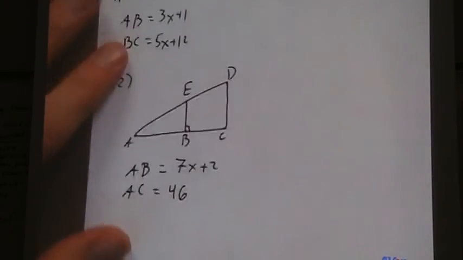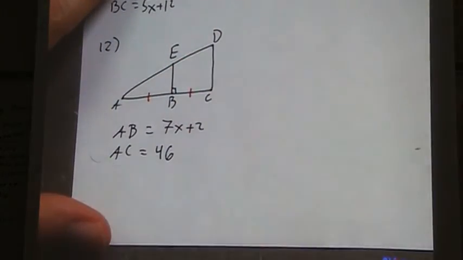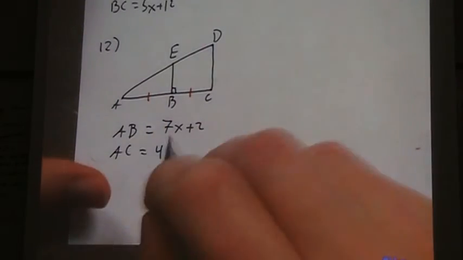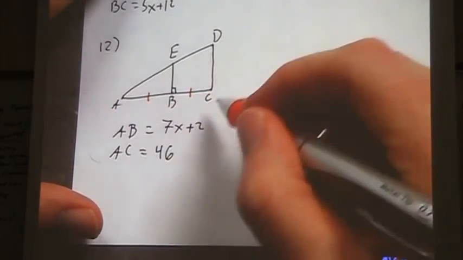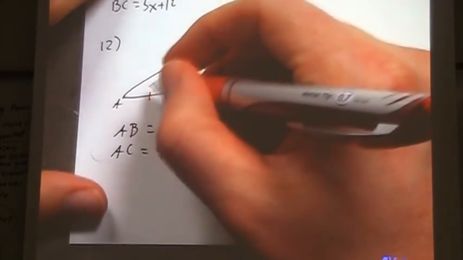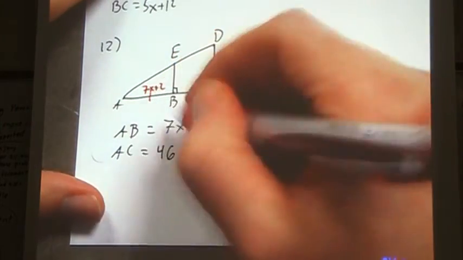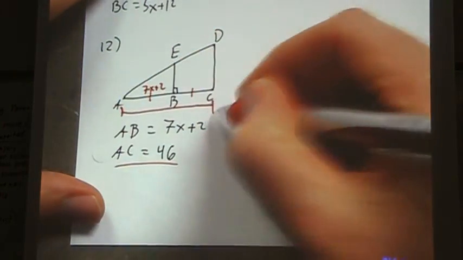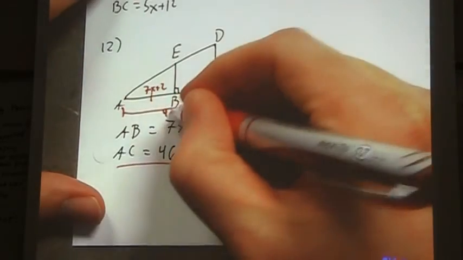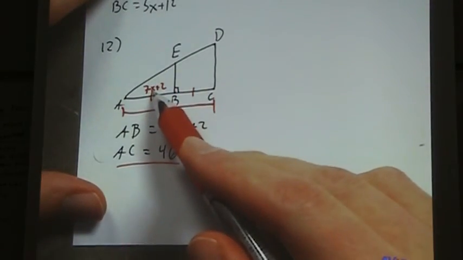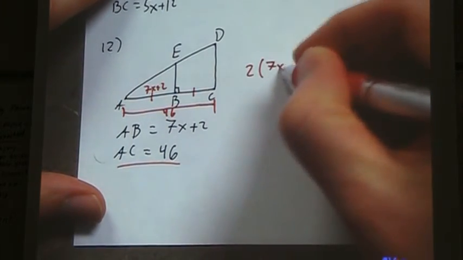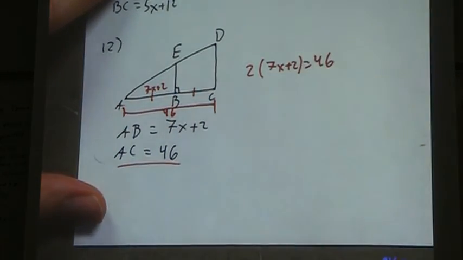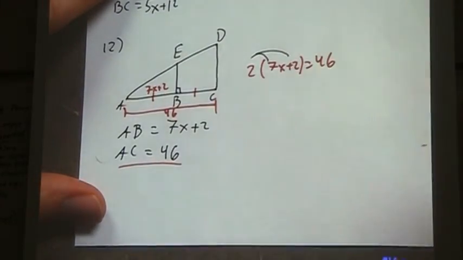And last one I want to do is this guy here. Perpendicular bisector. Definitely looks different, doesn't it? That's okay. And we're told that AB is 7x plus 2. And AC is 46. Remember, AC is the whole thing. So now I can double my half to get my whole. 2 halves make a whole. We know that. And classic algebra from here on out.